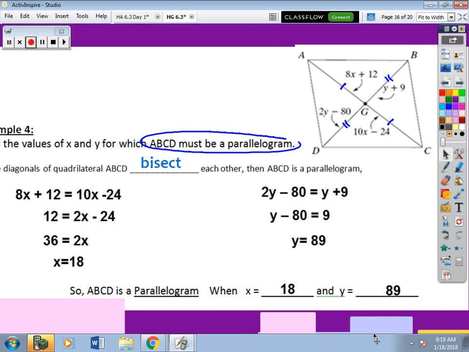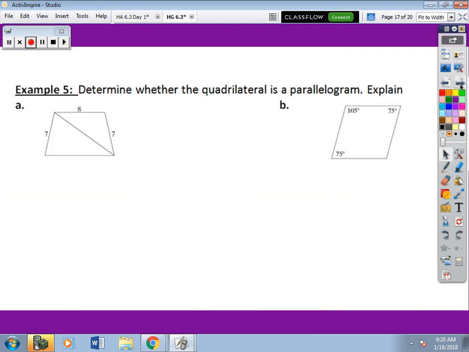And then 5 and 6 also are yes, no, explain. And this is one that I was kind of hinting at. You want to be careful with the theorems. That's why I circled the both part. Determine whether the quadrilateral is a parallelogram. Explain. So think about these for a second. And let's pair share. Write down your answers and we'll see what your partners think.